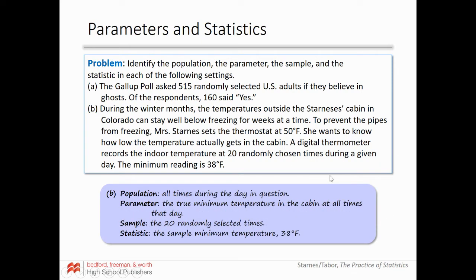So here, my population is all times during the day in question, because I'm taking a random sample of 20 times throughout the day. The parameter is then the true minimum temperature in the cabin at all times that day. And then my sample is the 20 randomly selected times, and my statistic, which I use to estimate the parameter, is the sample minimum temperature, 38 degrees Fahrenheit.